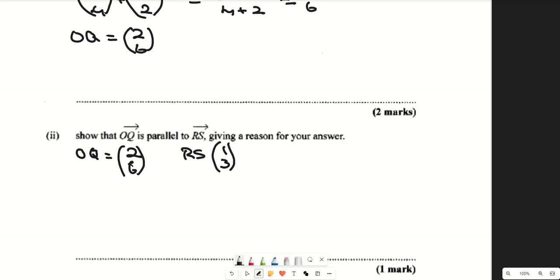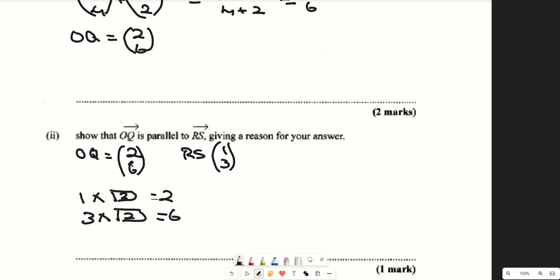Here, we have to compare them. So if we compare OQ to RS, 2 multiplied by what would give you... I always say compare the smaller ones to the bigger ones, right? So RS is 1 multiplied by what would give you 2, and then 3 multiplied by what would give you 6. Always compare the smaller ones to the bigger ones, so you would not have to deal with fractions, right? So 1 by 2, and 3 by what would give you 6?